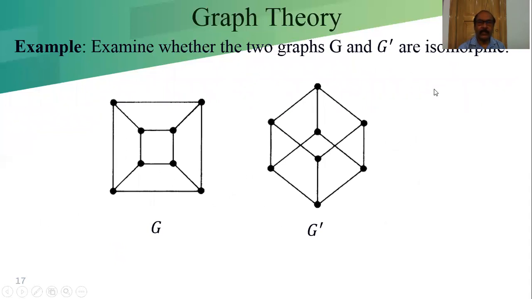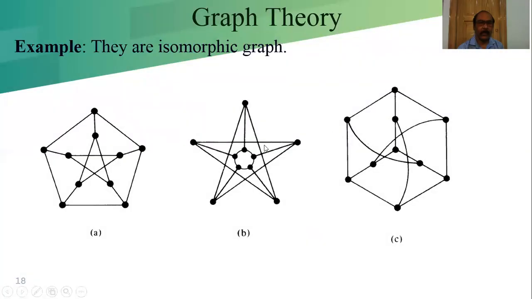Examine whether the two graphs G and G test are isomorphic or not. We can easily see these two graphs are isomorphic. Pull it here, push it here, push there, and push there. Otherwise, we can pull it up, pull it up, and pull it up. So we'll get this. In that way, we can say these three graphs are isomorphic. That we can verify easily.